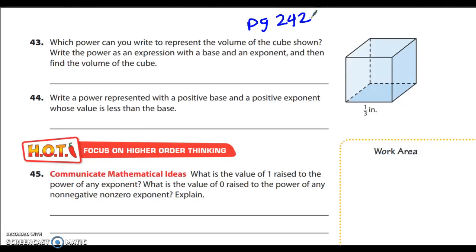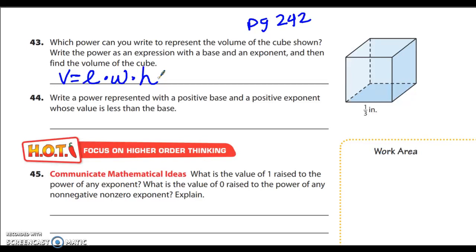Number 43 reads, which power can you write to represent the volume of the cube shown? Write the power as an expression with a base and an exponent, and then find the volume of the cube. First things first, how do you find the volume of a cube? The volume of a cube, or the volume of any prism like this, is found by doing the length times the width times the height.